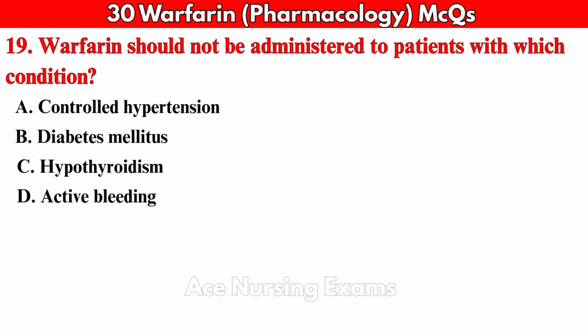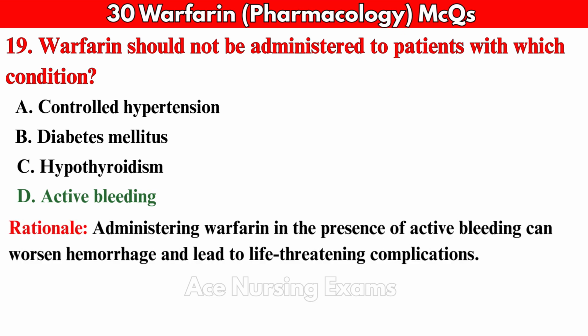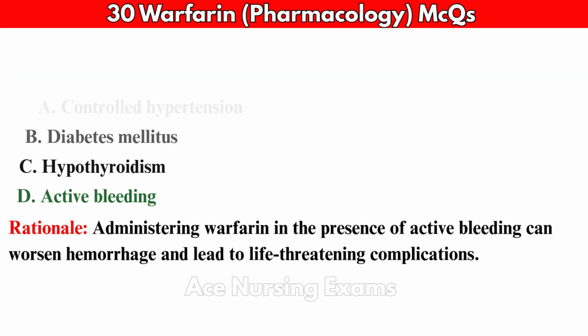Warfarin should not be administered to patients with which condition? A. Controlled hypertension. B. Diabetes mellitus. C. Hypothyroidism. Or D. Active bleeding. Correct answer, D. Active bleeding. Administering warfarin in the presence of active bleeding can worsen hemorrhage and lead to life-threatening complications.